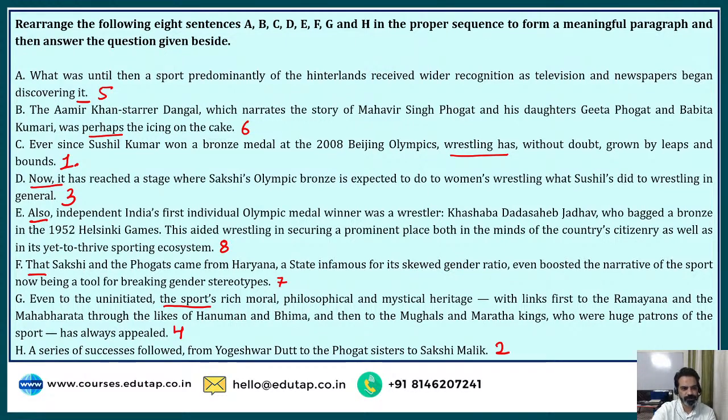So the correct sequence should be, guys: first sentence is C, second sentence is H, third sentence is D, fourth sentence is G, fifth sentence is A, sixth sentence is B, seventh is F, and the last sentence, sentence number 8, is E. Yes, guys. So the correct sequence is CHD, GABF, E. Yes, guys. Has anyone got this answer?